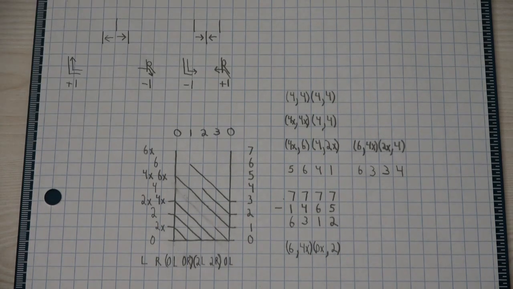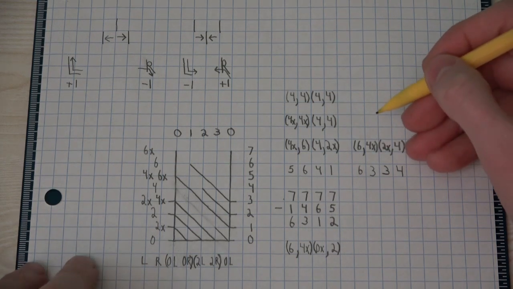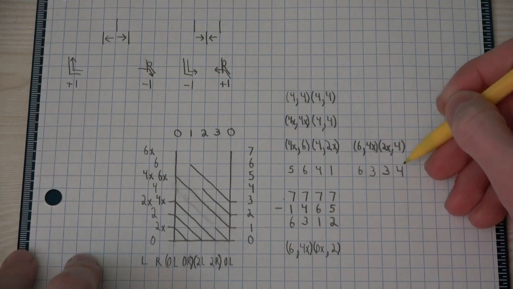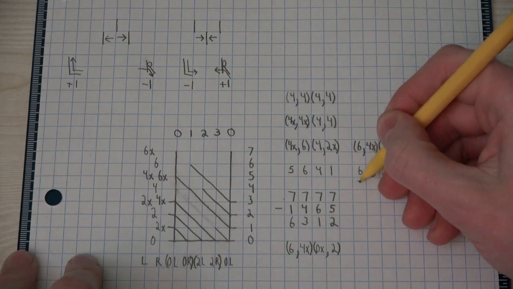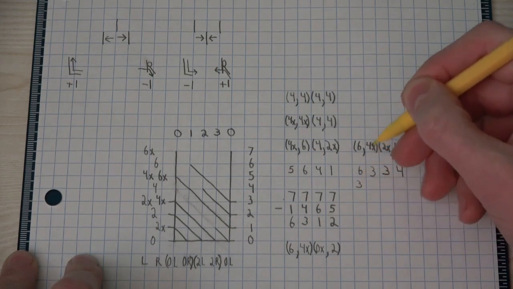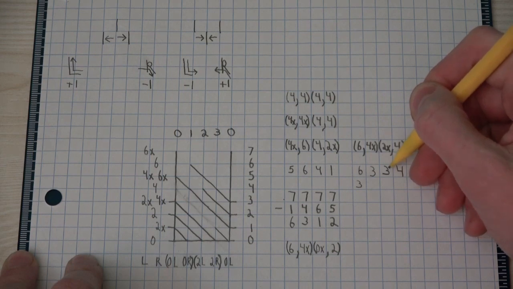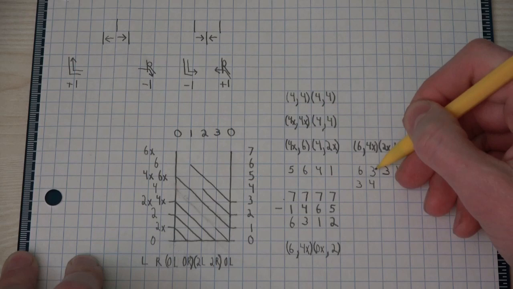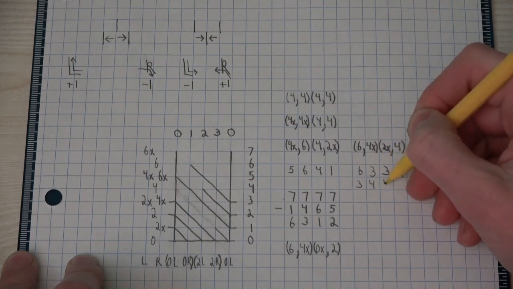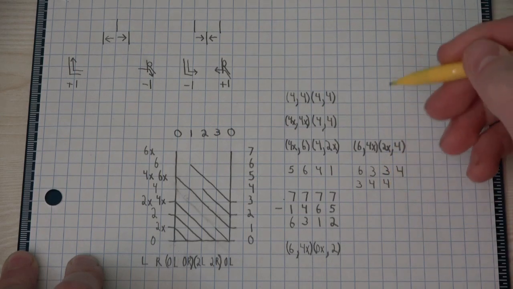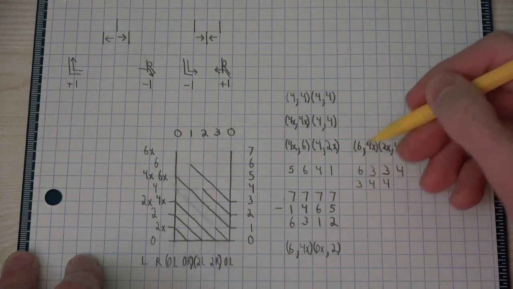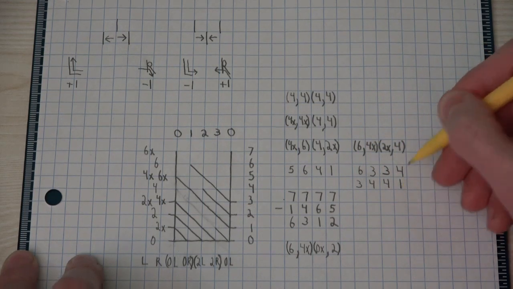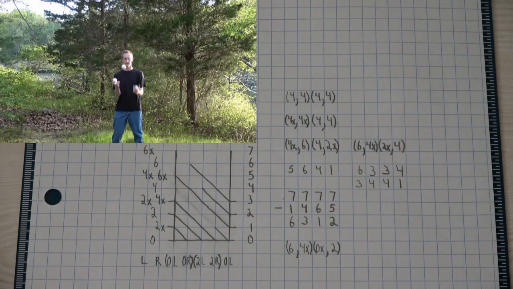I'll find the height 7 inversion for this. Subtracting 4 from 7, we get a 3. Subtracting 3 from 7, we get a 4. Subtracting 3 from 7, we get another 4. And subtracting 6 from 7, we get a 1. So we have the 3, 4, 4, 1.